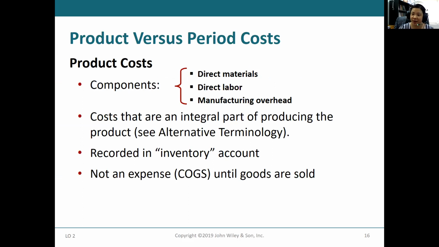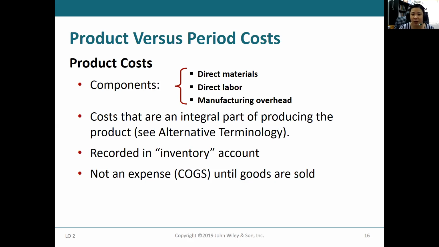So you remember direct materials? That is the cost of the raw material that we use to produce a product. Direct labor is the cost of the wages that we pay to the worker who directly touch the product and produce the product. And we learned about manufacturing overhead, that includes other manufacturing costs, indirect material, and indirect labor.